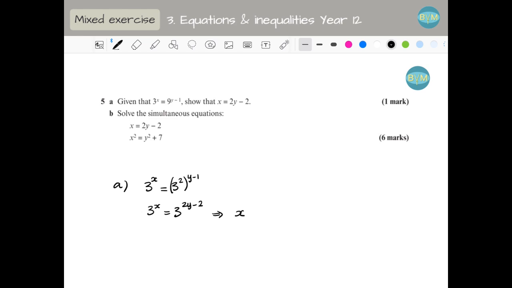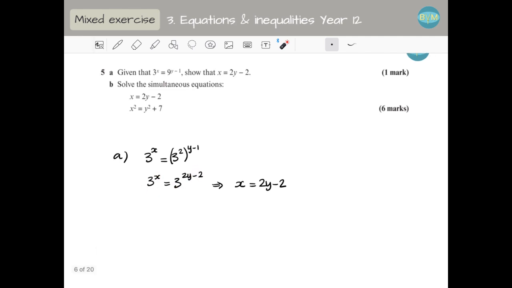And this means that the exponents must be the same, 2y minus 2, yeah? So just using the fact that 9 is 3 squared, and multiplying the exponents because it's a power of a power. If these two expressions are the same, as the base is the same, the exponent must be the same. Then for B, solve the simultaneous equations.